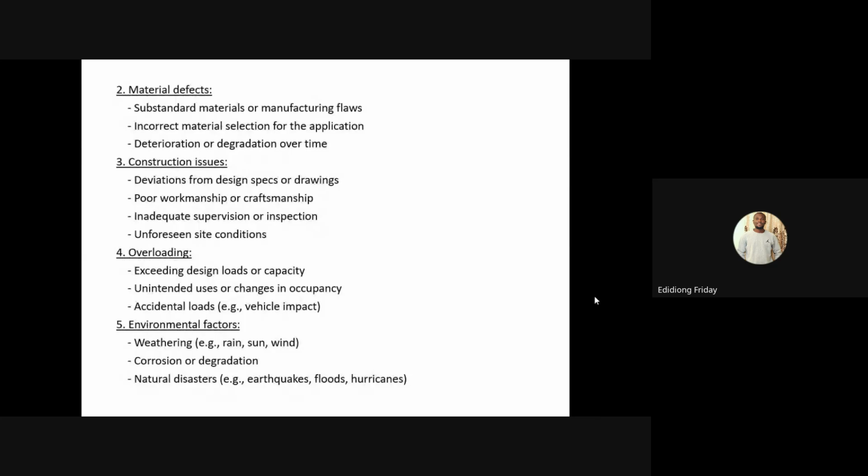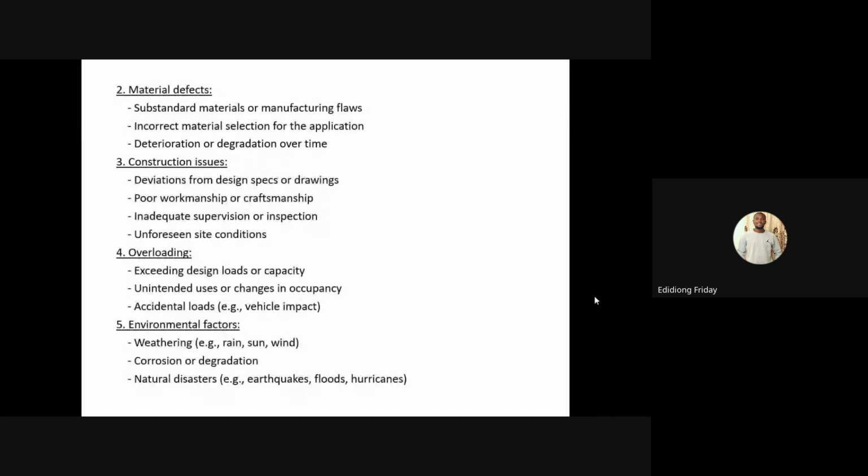Overloading, okay? That is when the buildings are exceeding their design loads or capacity. I'm going to give an instance. My firm was called upon to run an integrity test on a three suspended floor building. In the process of carrying out our investigation, we noticed that initially this building was meant to go only one floor. But then the client at some point just decided out of nowhere to take it to 2 floors. So this is what we're talking about, overloading.